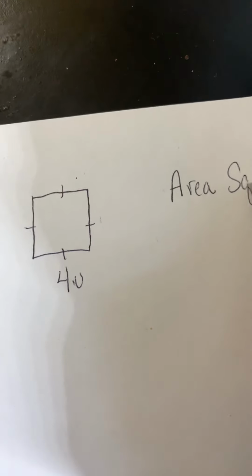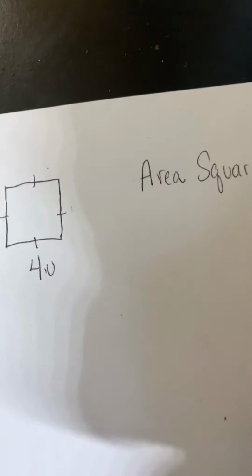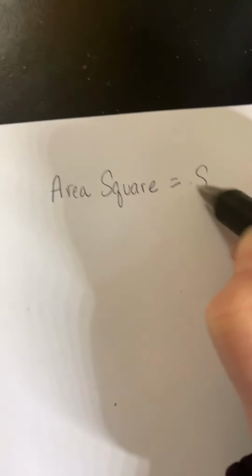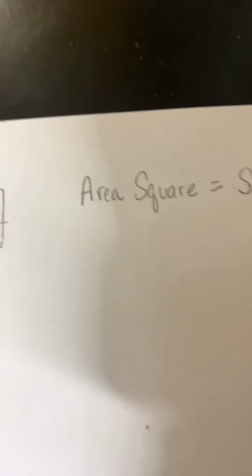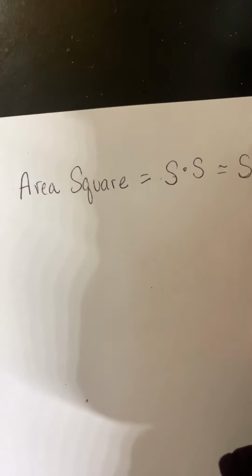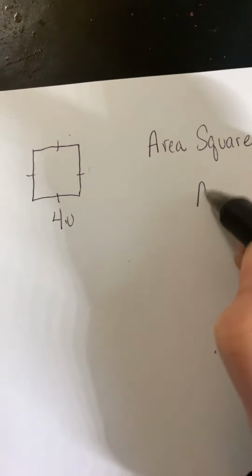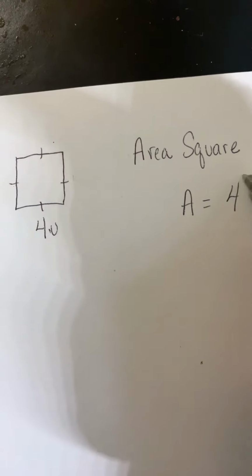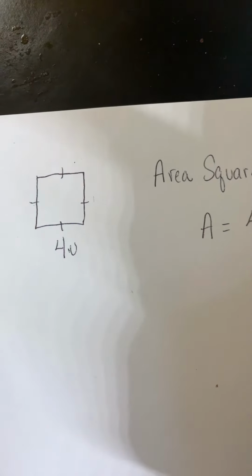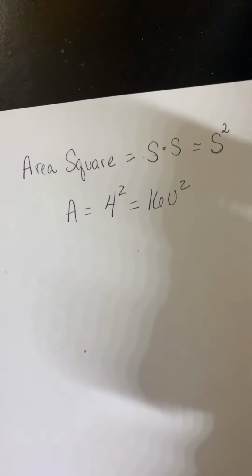Area of a square is equal to side times side, which I prefer to write as side to the second power, okay? So if I said the side is equal to 4, then you're going to say the area is equal to 4 squared, which is equal to 16 units squared, okay?